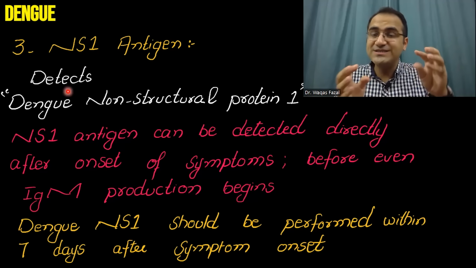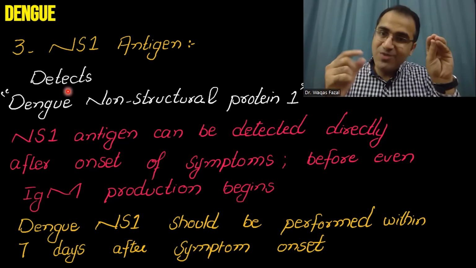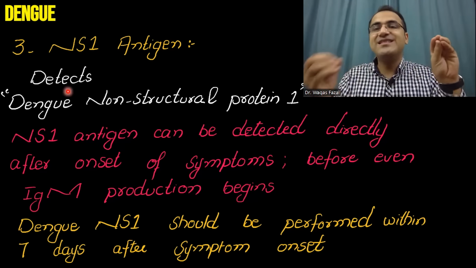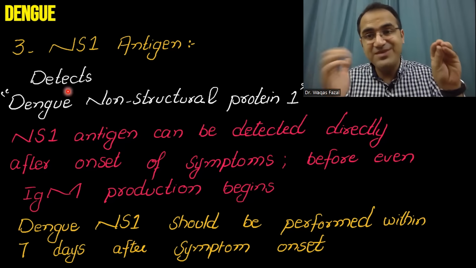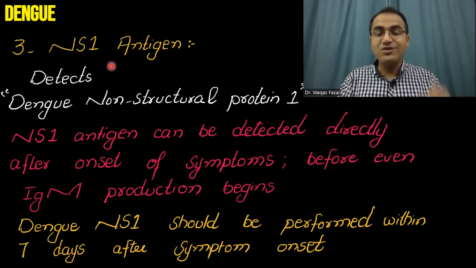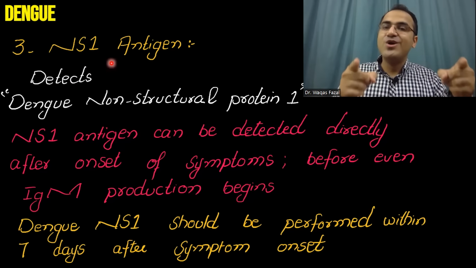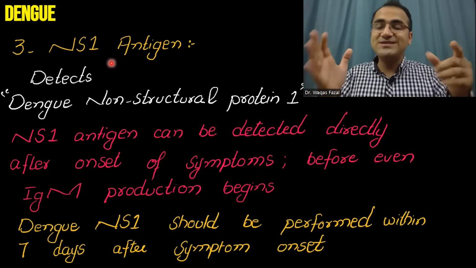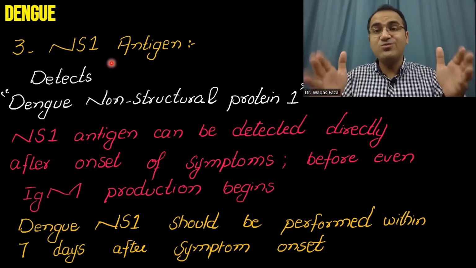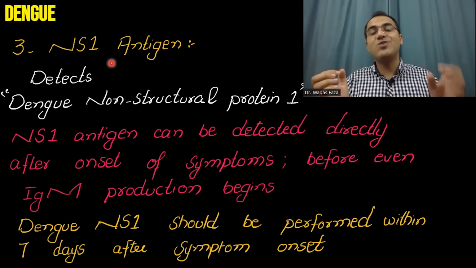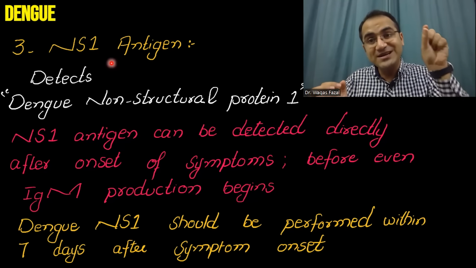After 3-4 days, the antibodies will also appear against this antigen, and the IgM antibodies will be positive. So the NS1 antigen test is a good test in the initial phase, even when the antibodies have not yet appeared, because it takes almost 3-4 days for the antibodies to appear against the antigen. You can detect that antigen.